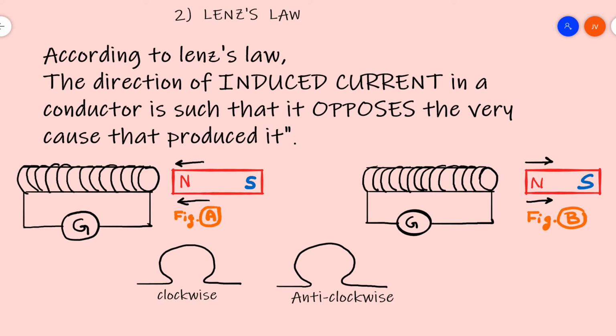About Lenz's law. Whenever a magnet is moved near a coil, or a magnet and a coil made up of a conductor are set in relative motion with each other, induced current is produced in the conductor or the coil. The direction of induced current in the conductor or the coil will be such that it opposes the very cause that produces it. According to Lenz's law, the direction of induced current in the conductor will be such that it will oppose the very cause that produces it.